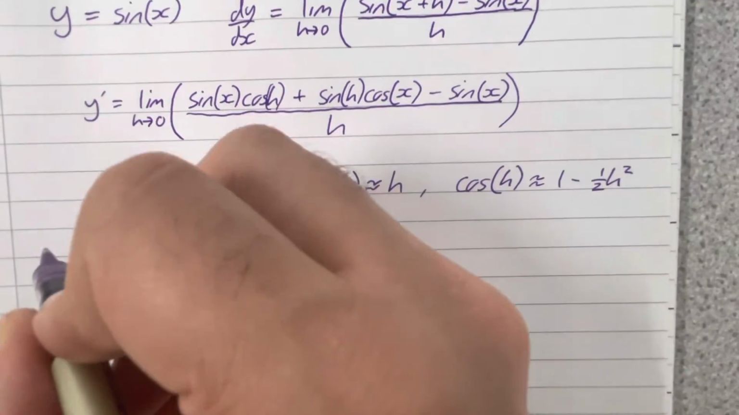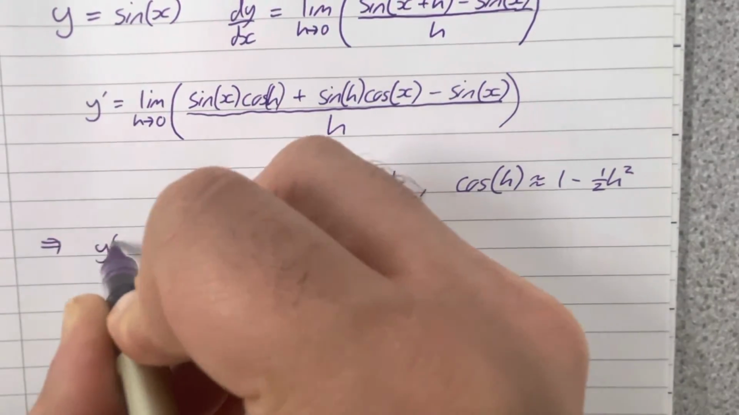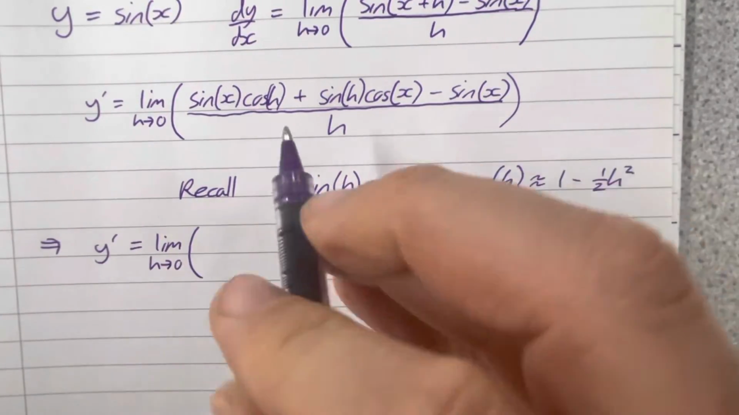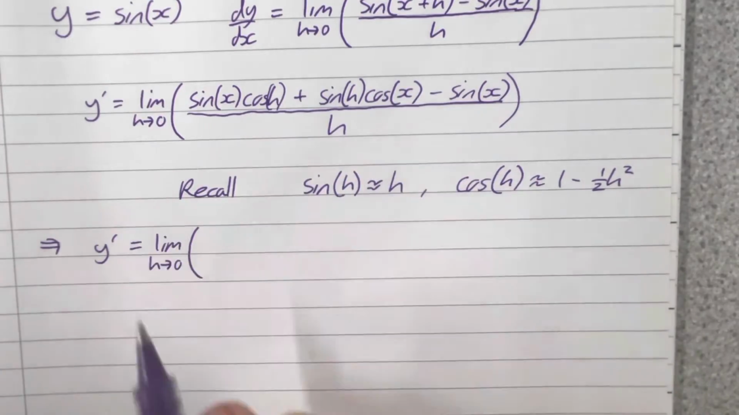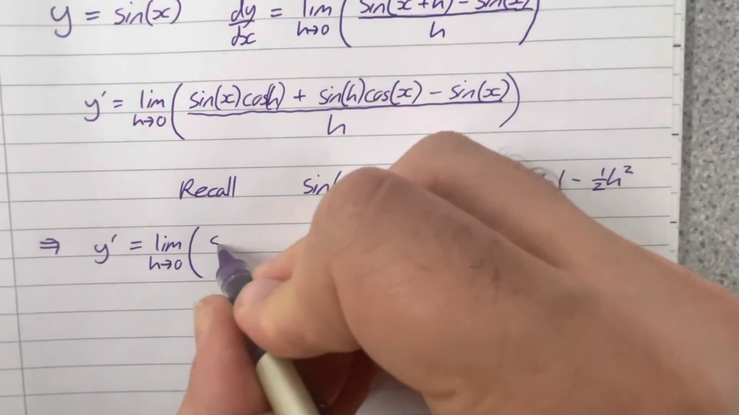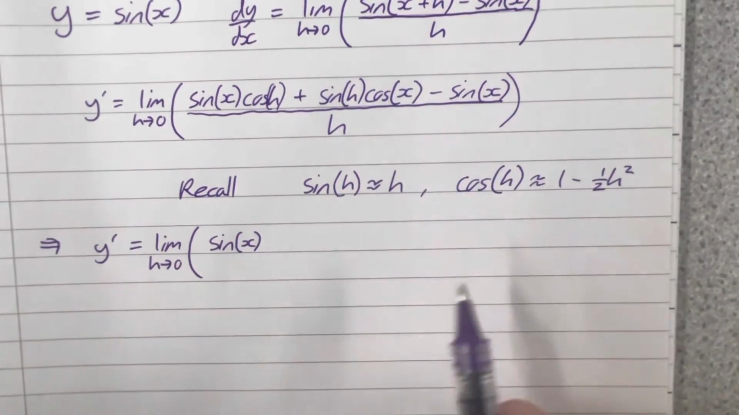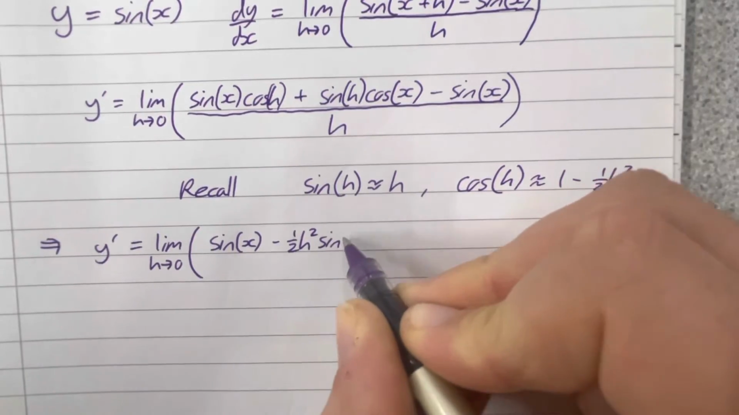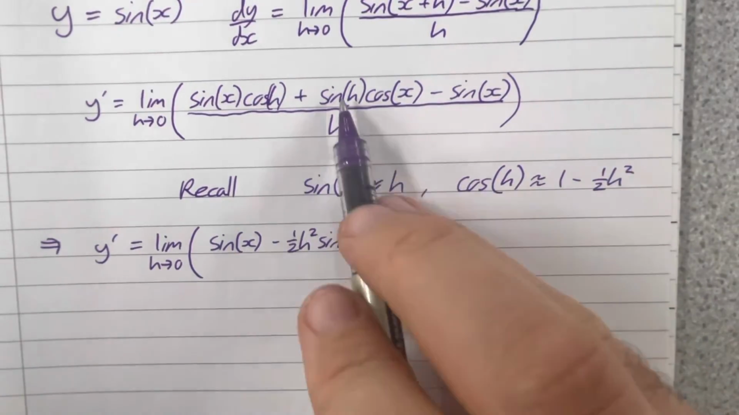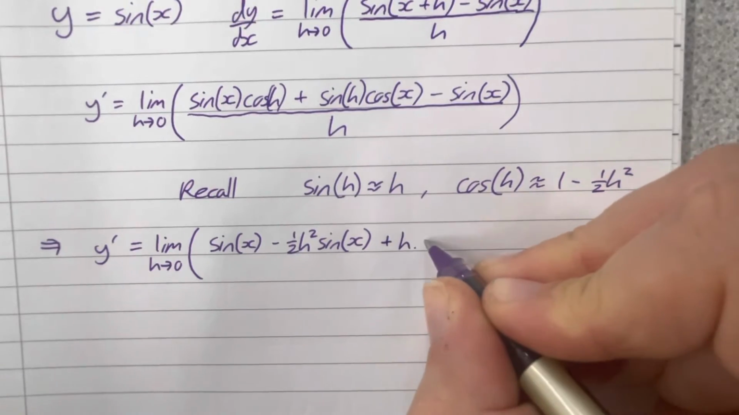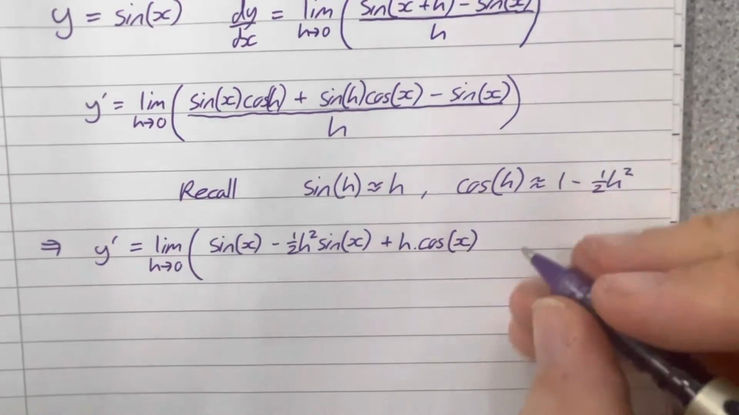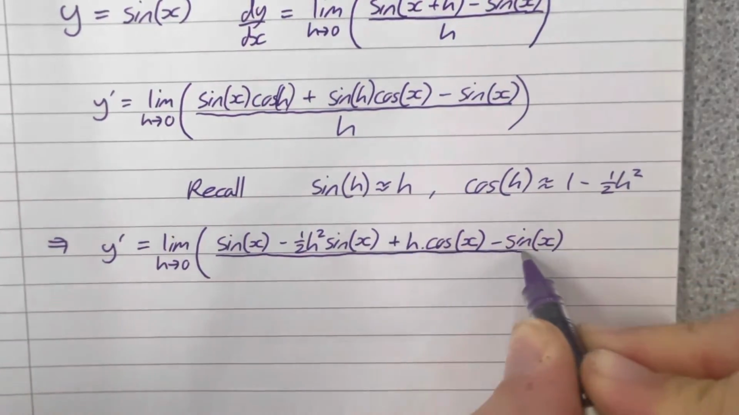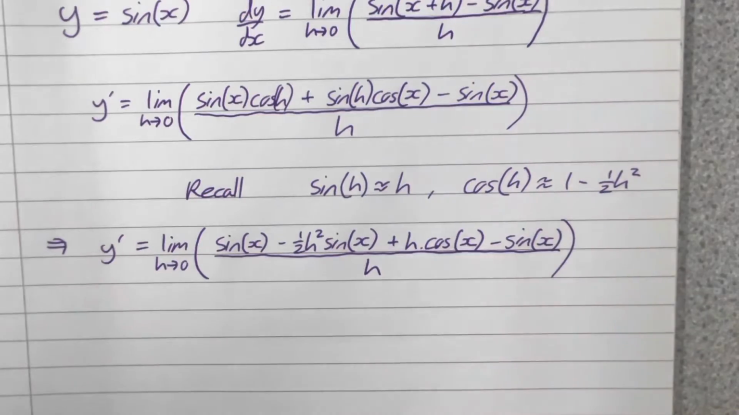So this is going to tell us that y prime is now the limit as h tends to 0 of this thing times sine of x, so that's going to be sine of x times 1, sine of x. Sine of x times that thing, so it's minus a half h squared sine of x. Then we've got h times cos of x, plus h times cosine of x. And then we've got minus sine of x there. That's all divided by h. Okay, almost there now.